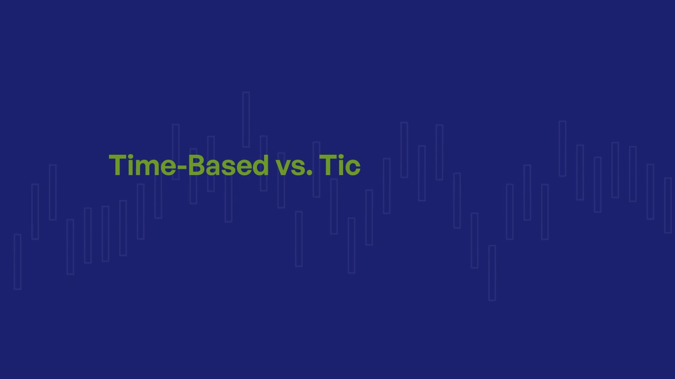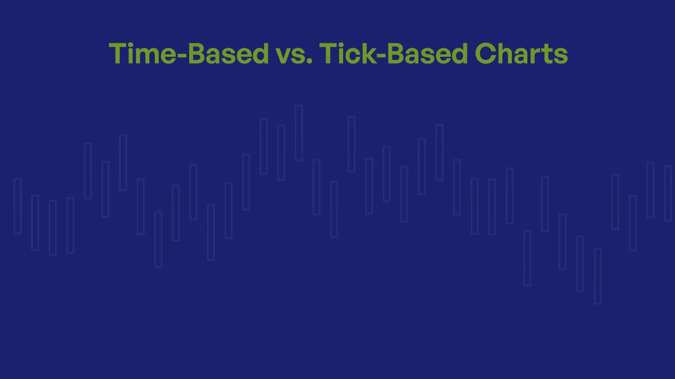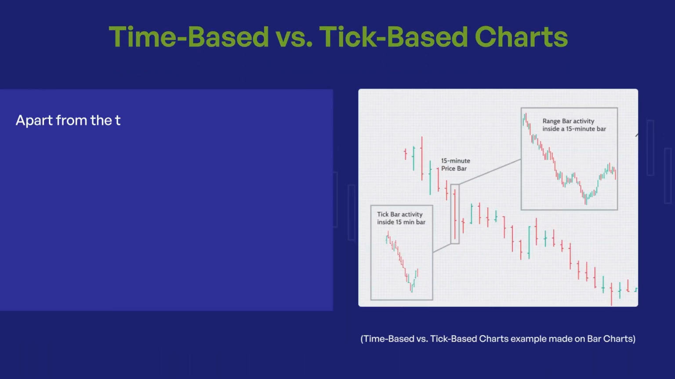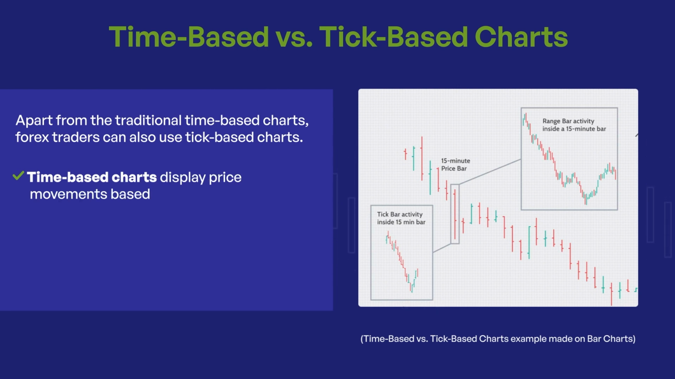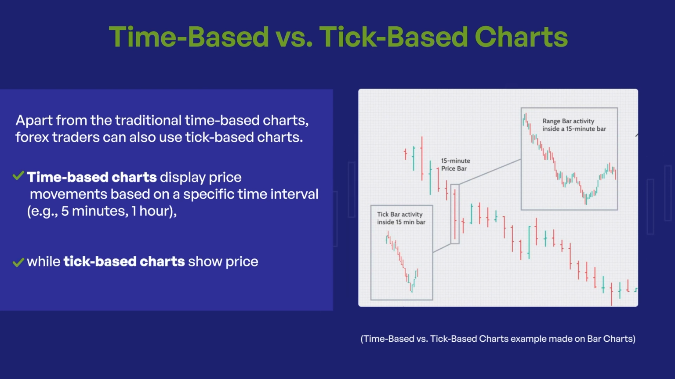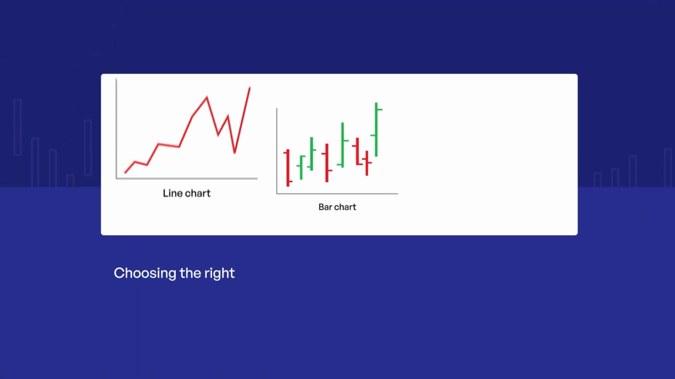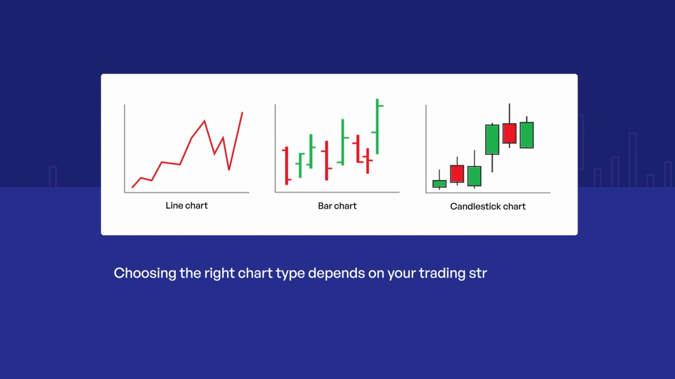Time-based vs. tick-based charts. Apart from the traditional time-based charts, Forex traders can also use tick-based charts. Time-based charts display price movements based on a specific time interval, for example, 5 minutes, 1 hour, while tick-based charts show price changes after a set number of trades, for example, 100 ticks. Choosing the right chart type depends on your trading strategy and the level of detail you require.